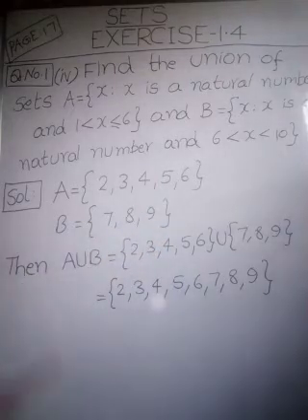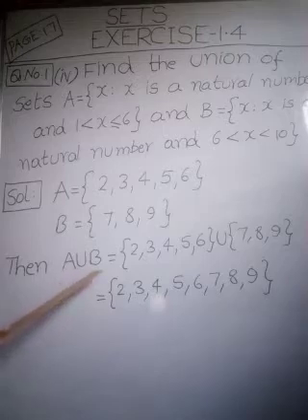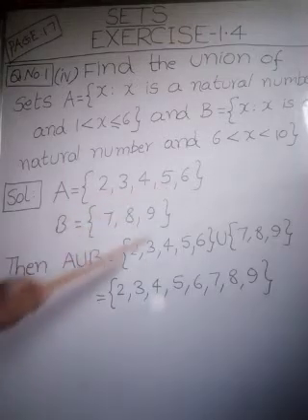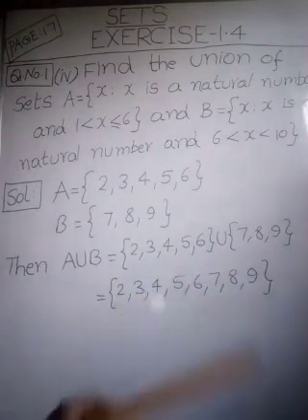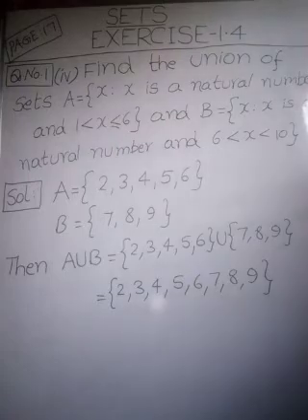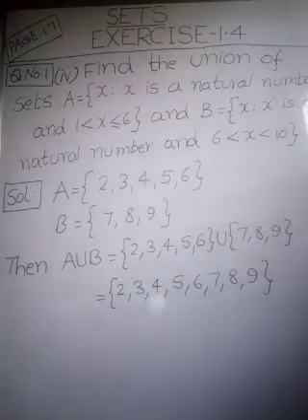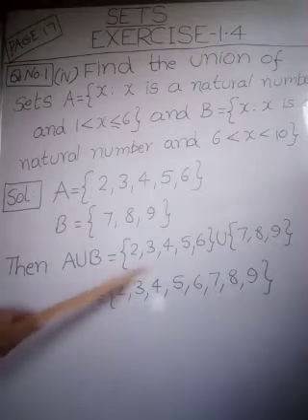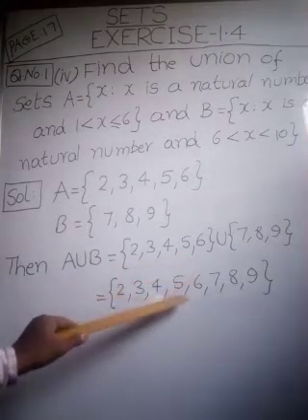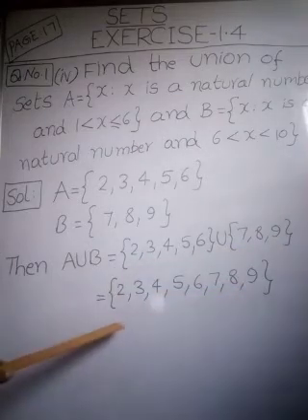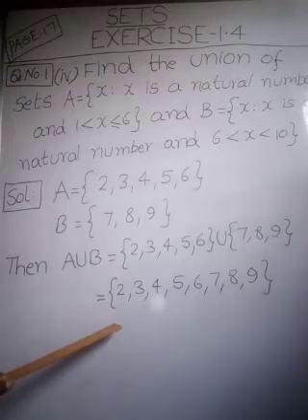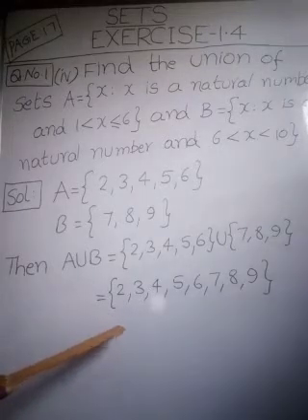Right. Now we find A union B. So I wrote here set A, union symbol, set B. Union of two sets. What is meant by union of two sets? We combine all the elements and we write them as a single set without repeating any element. So {2, 3, 4, 5, 6, 7, 8, 9}. Understood the union of these two sets A and B, my dear children? Right.